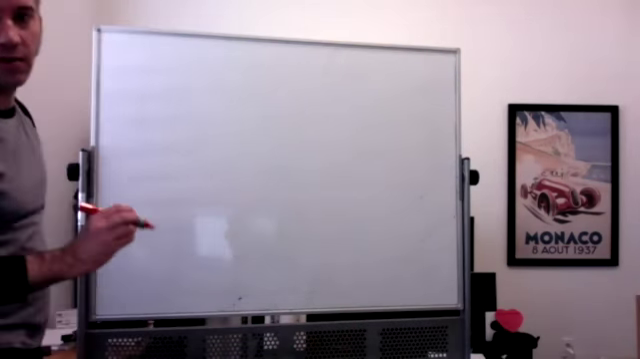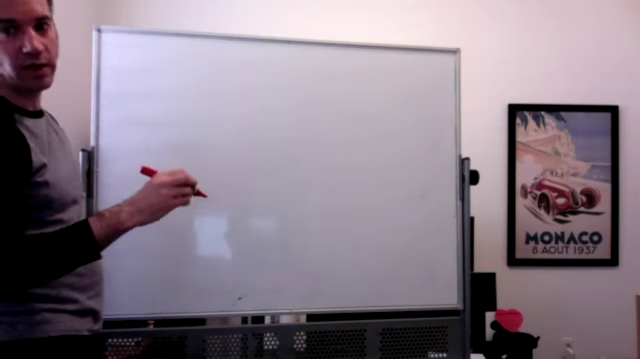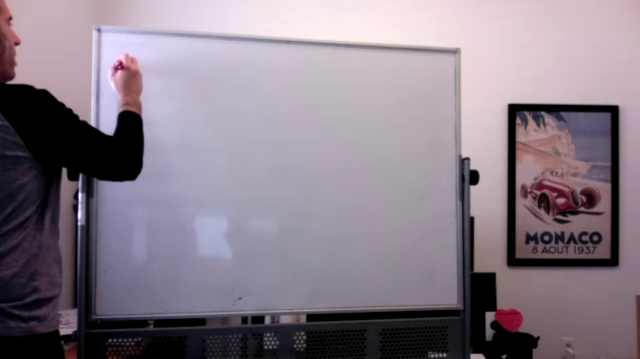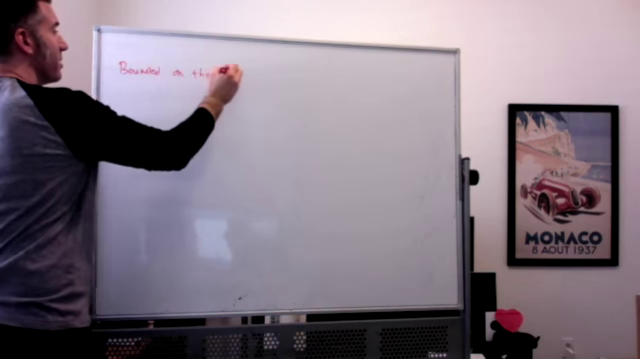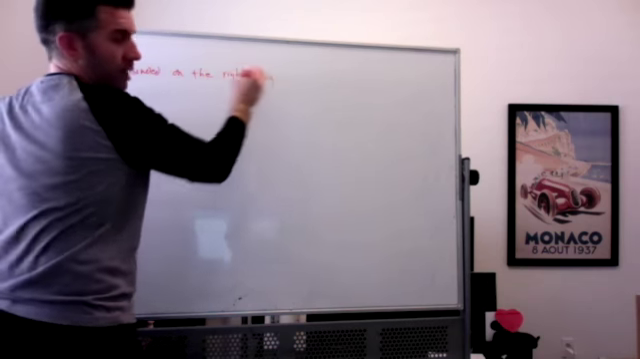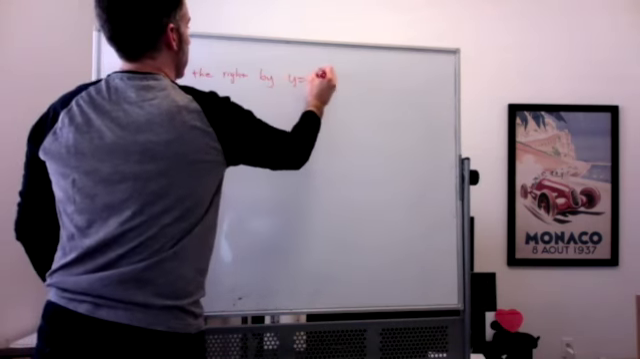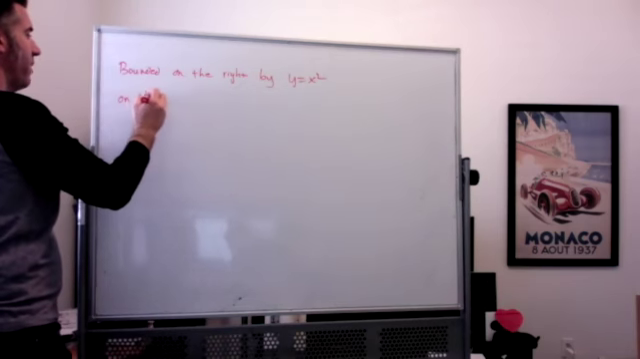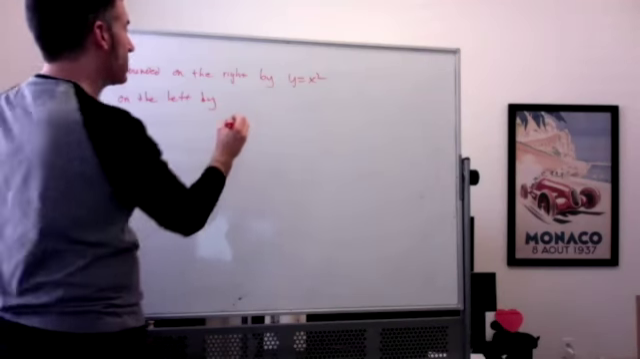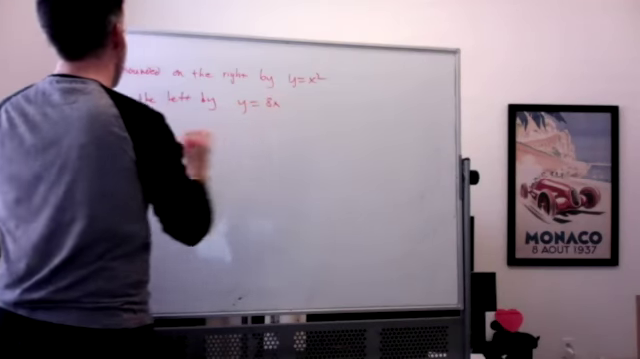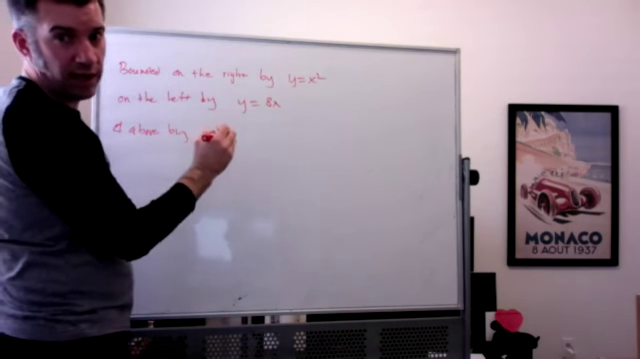Set up an integral for the area bounded by. Yeah, so let's be super extra careful here. So we want the area bounded by. So it's bounded on the right by y equal to x squared. On the left by y equal to 8x. And above by y equal to 16.